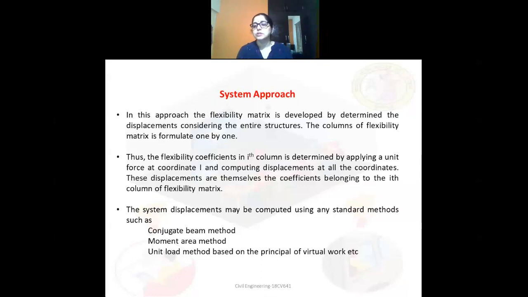That is, the entire structure is considered; it is not divided into a number of elements. Here, the entire structure is solved with the help of the unit force. The system displacement may be computed using any standard method, for example, the conjugate beam method, moment area method, or unit load method based on the principle of virtual work. These methods, conjugate beam, moment area and so on, you have studied already in your fourth semester.